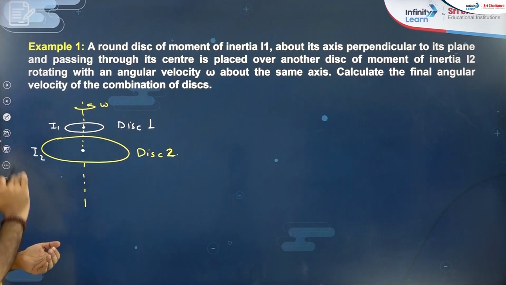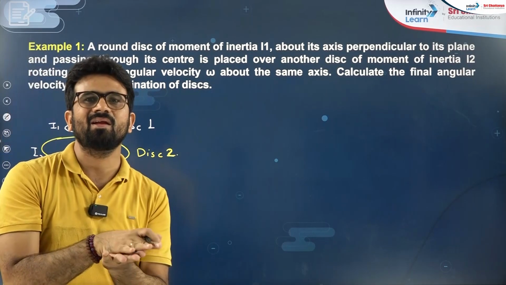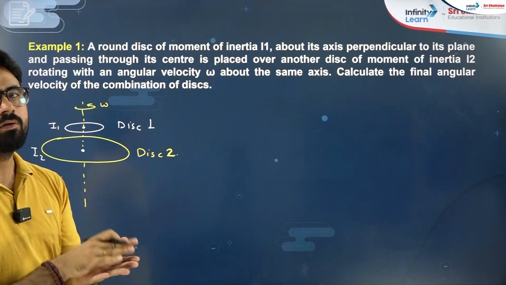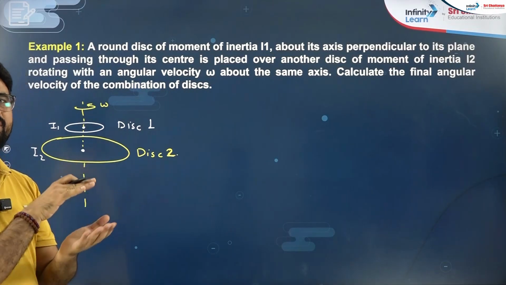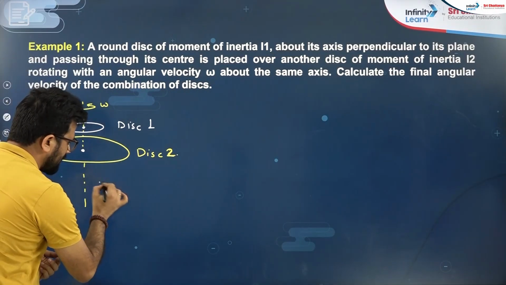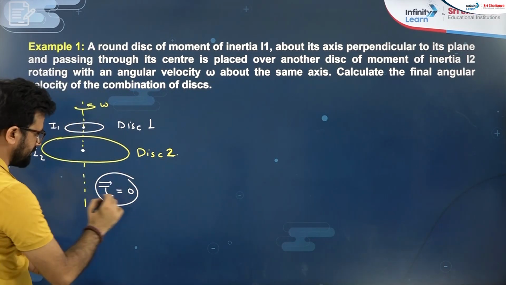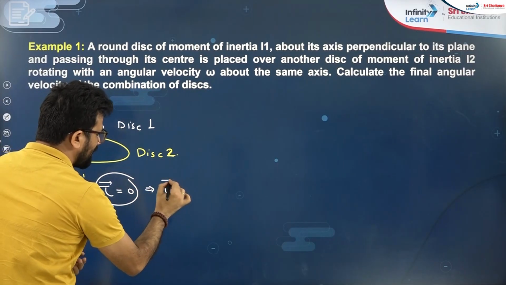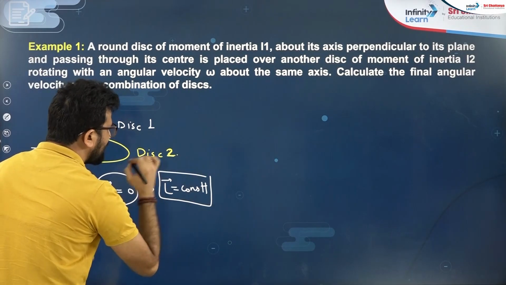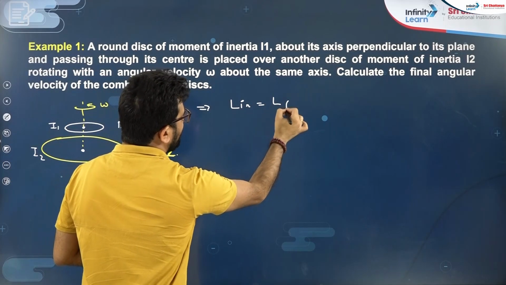Disk 1 and disk 2 have the same axis, and the moment of inertia of disk 1 is I1, and of disk 2 is I2. Now, because we are putting it gently, we are not giving any type of jerk or any torque to this system. Since the torque is equal to 0, angular momentum remains conserved. So I can write that L initial must be equal to L final.